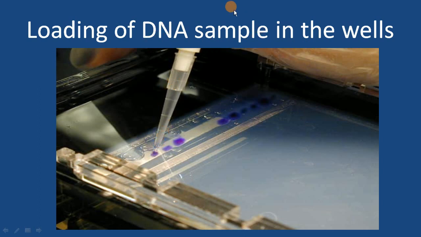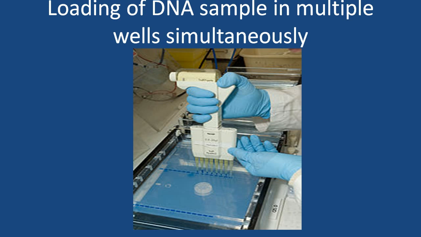What is this DNA sample? It is the mixture of various sizes of DNA molecule. Okay, so in this way, by using this particular pipette, you can load in one well at a time, but we have one more type of pipette where you could load in multiple wells. For example, by using this pipette, 1 2 3 4 5 6 7 8, simultaneously in 8 wells you can load the DNA sample. So it will save your time.